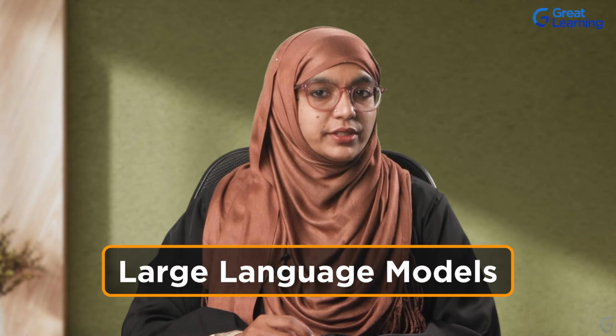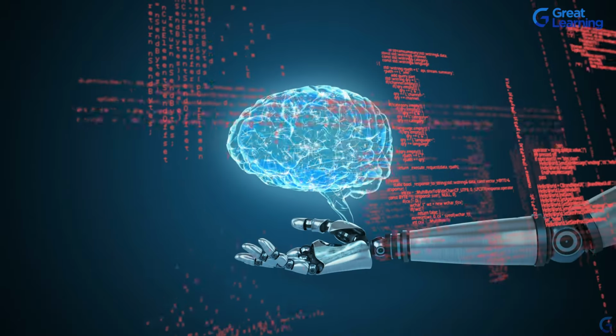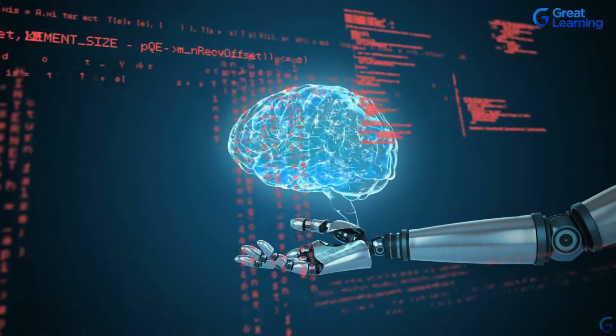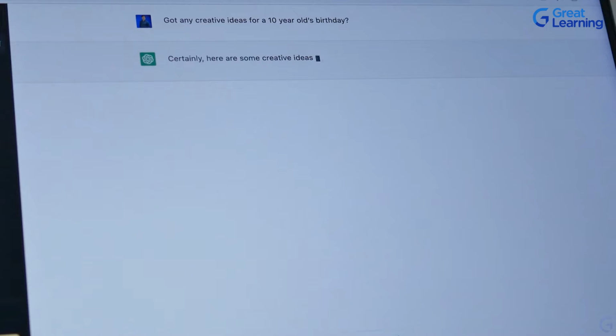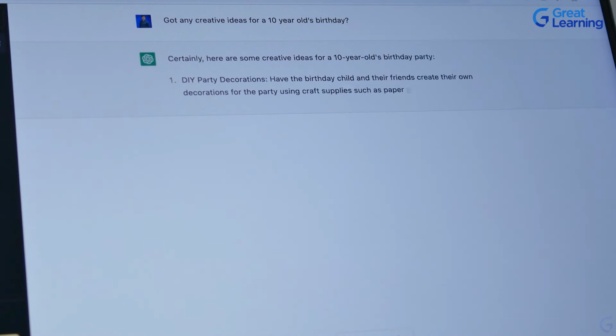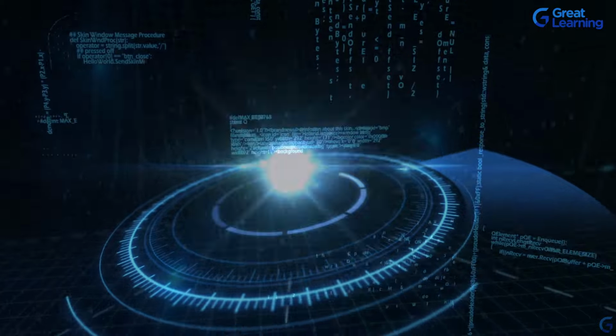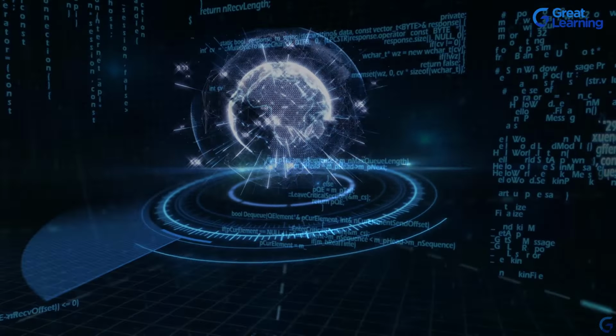What are LLMs and why are they important? Large language models, or LLMs, are a type of artificial intelligence designed to understand and generate human-like text. They are trained on vast amounts of data and can perform a wide range of language tasks, from answering questions to drafting emails and even writing code. Today, we will be using GPT, a state-of-the-art LLM developed by OpenAI. It is capable of understanding and generating text with remarkable accuracy and coherence.